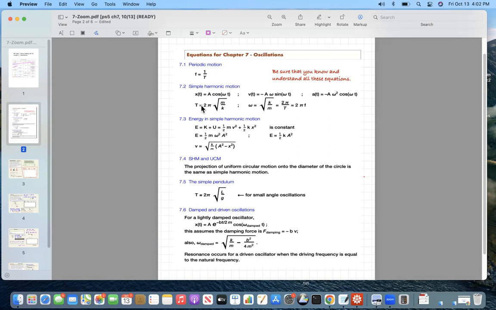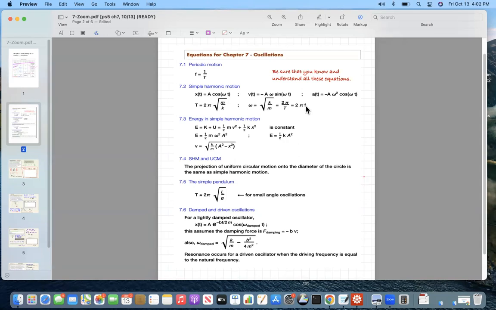A good example of simple harmonic motion is a system with a mass and a spring. So a mass is attached to one end of the spring, the other end of the spring is attached to a wall. Then the angular frequency, omega, is the square root of k over m, where k is Hooke's constant for the spring, and m is the mass. That's angular frequency, so that's radians per second.